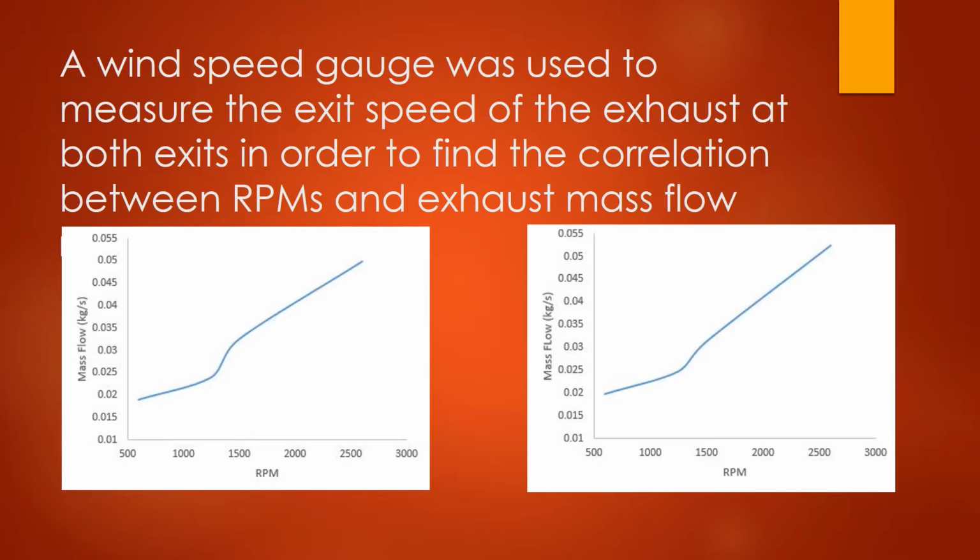The same wind speed gauge was used to measure the exit speed of the exhaust at both exits in order to find the correlation between RPMs and exhaust mass flow rate for each exhaust pipe. These 2 figures show the correlations of the passenger and driver side exhaust pipe mass flow rates at any given RPM.